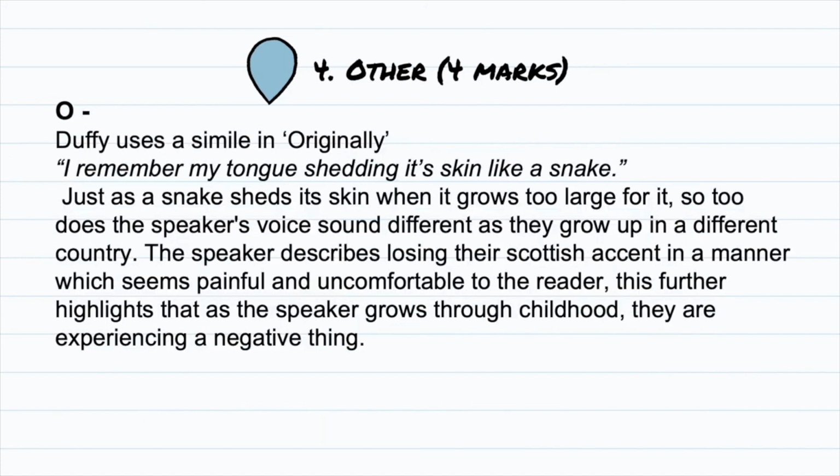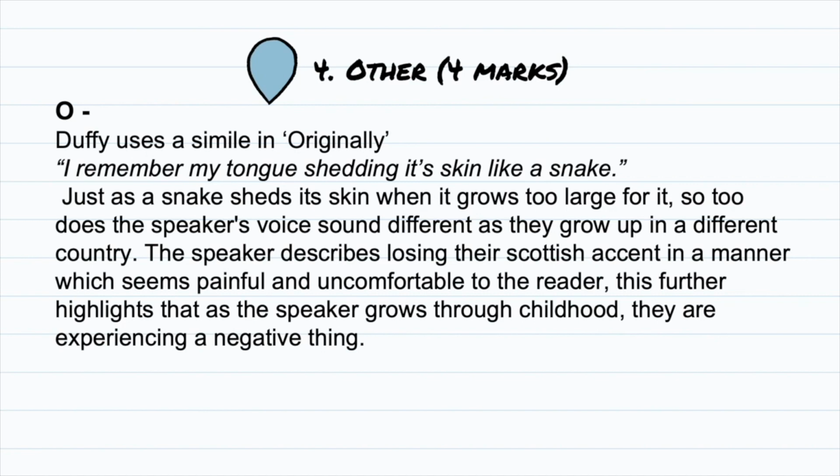The insurance answer says, Duffy uses a simile in Originally: "I remember my tongue shedding its skin like a snake." Just as a snake sheds its skin when it grows too large for it, so too does a speaker's voice sound different as they grow up in a different country. The speaker describes losing their Scottish accent in a manner which seems painful and uncomfortable to the reader. This further highlights that as the speaker grows through childhood, they're experiencing a negative thing.